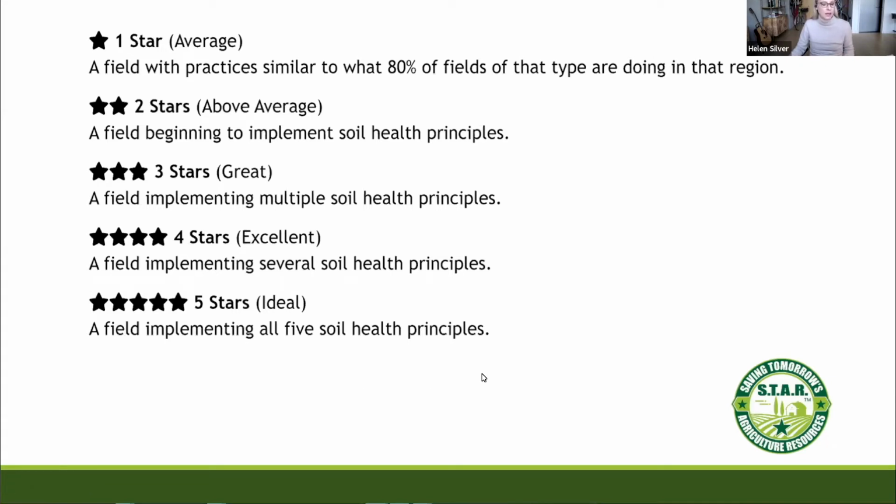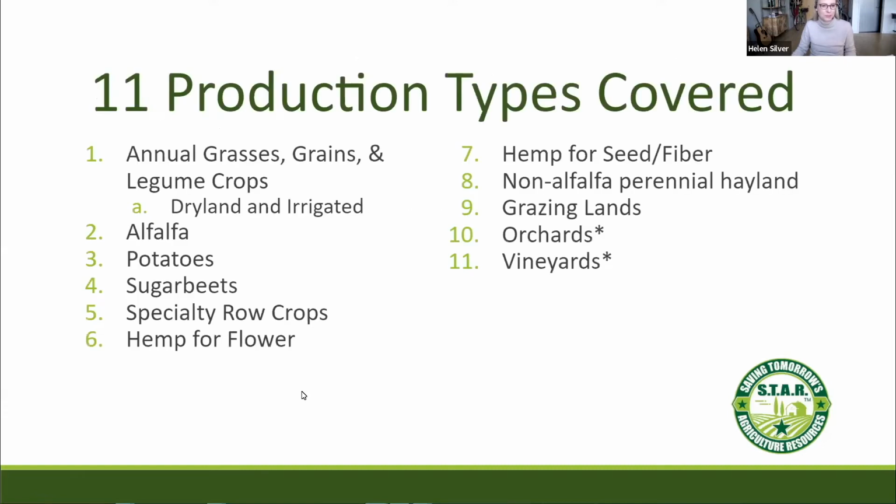What it really means is that a producer is using multiple practices that are consistent with all 5 soil health principles. Again, I want to note that this does not mean that the producer has to be organic. You can achieve a 5-star rating with the use of synthetic inputs, and potato producers and sugar beet growers can also be 5 stars.